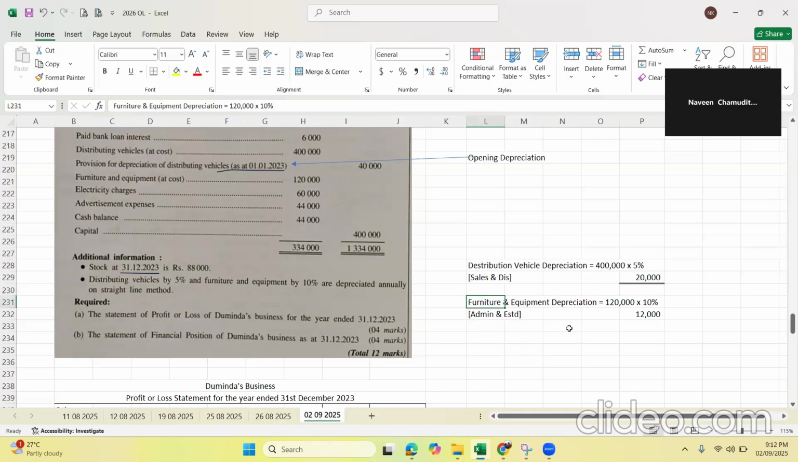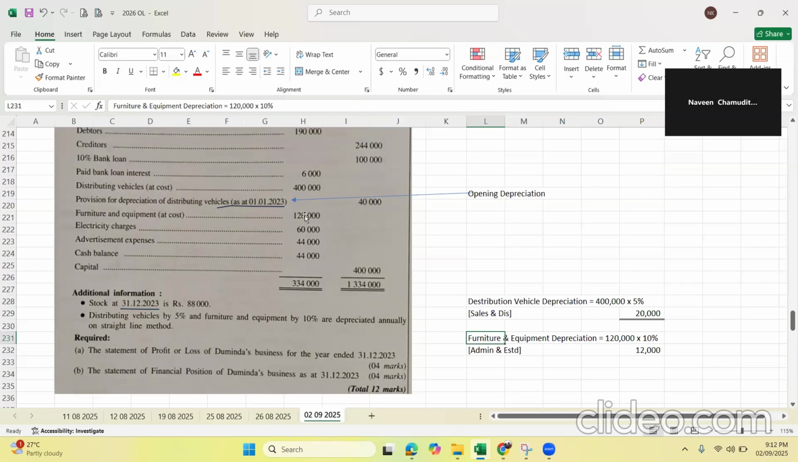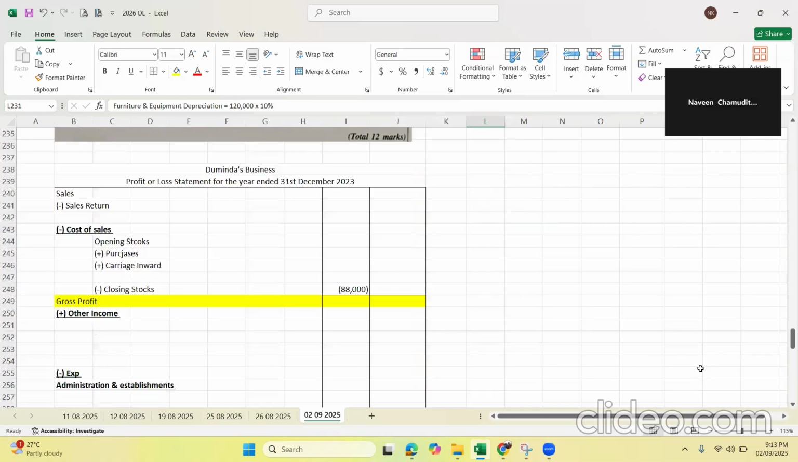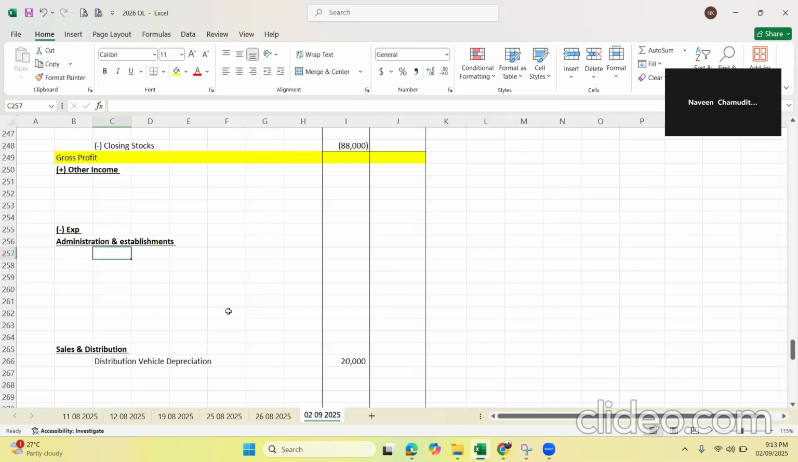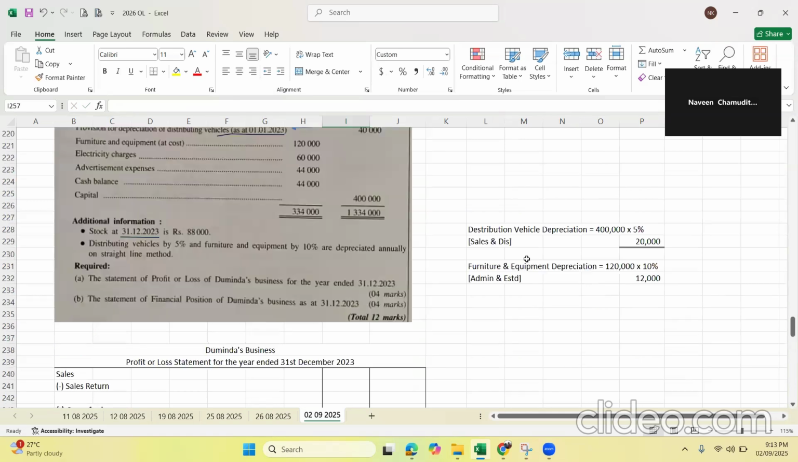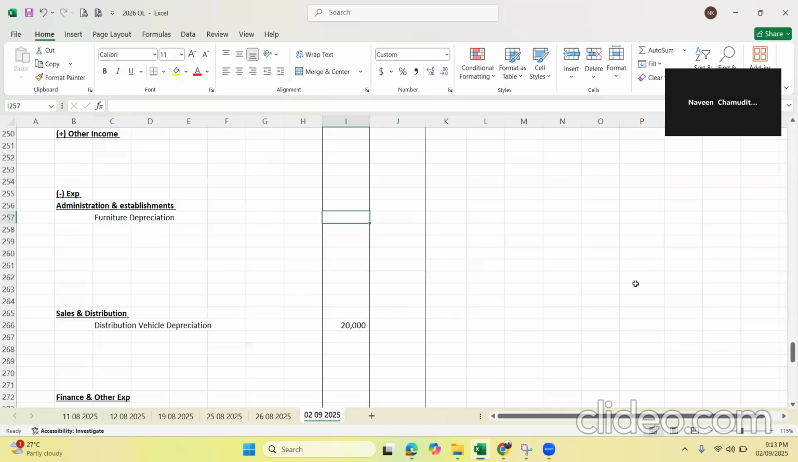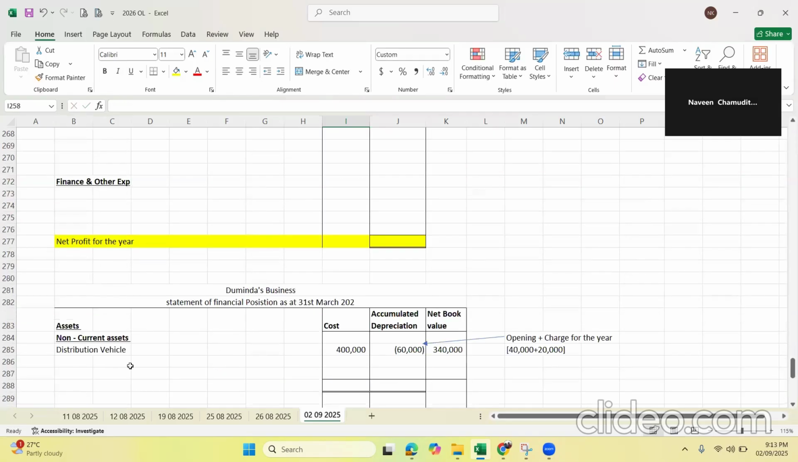See, furniture and equipment cost is how much? 120,000. So 10% of 120,000 is how much? 12,000. Furniture is used for the administration purpose. Therefore, furniture depreciation is how much we calculated? We have done it. 12,000. It's here. 12,000.